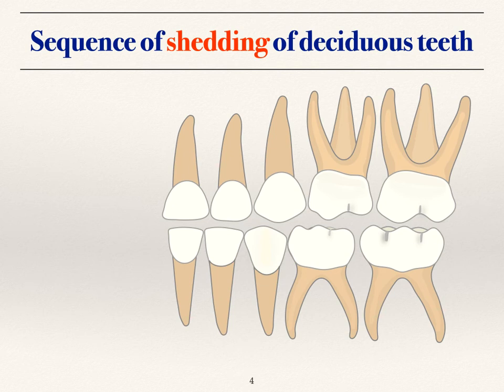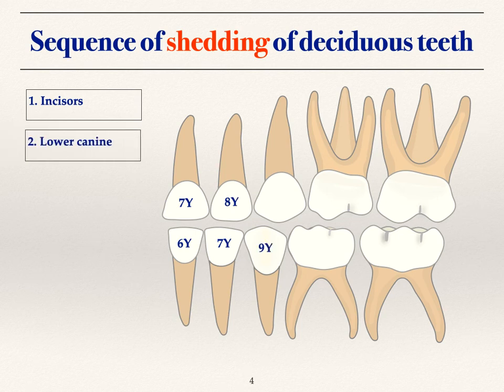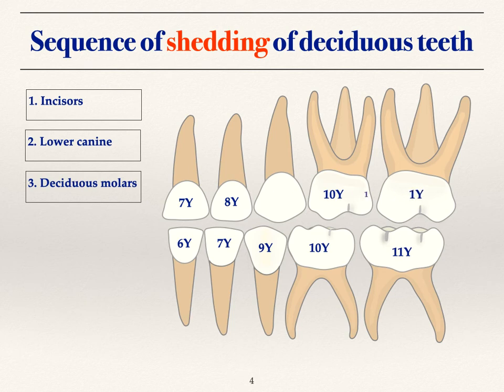Sequence of shedding of deciduous teeth. Incisors begin shedding at 6 years, 7 years, and 8 years. Mandibular canine at 9 years, deciduous molars at 10 years, and 11. Lastly, maxillary canine at 12 years, in which at 12 years the maxillary dentition will transform into permanent dentition.